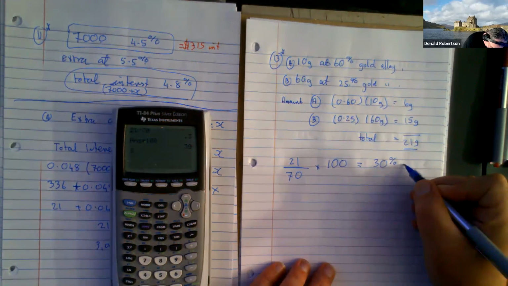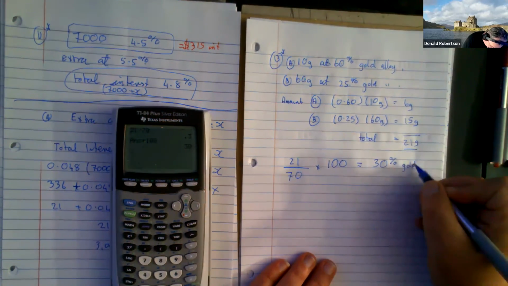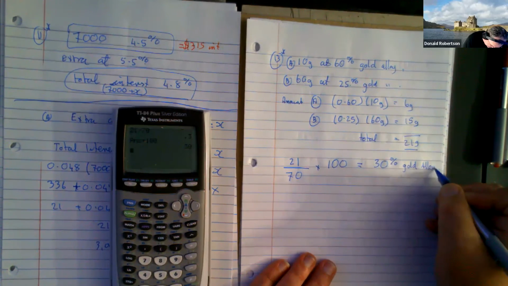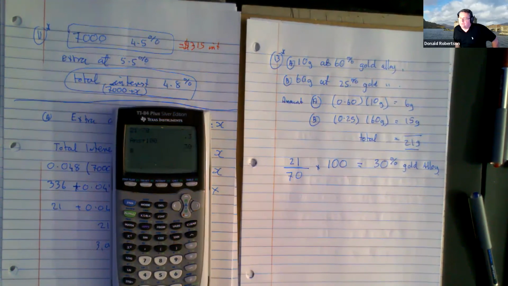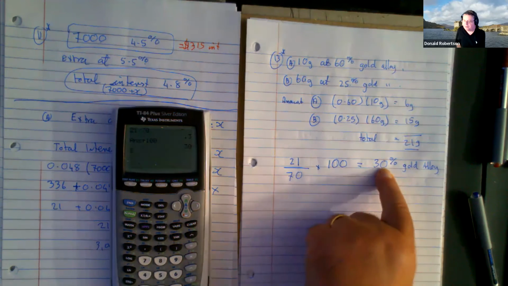So this is a 30% gold alloy. If you had a little cauldron and you put the first, maybe it was rings, into the barrel, and you put the other stuff, maybe it was bracelets, and you melted it all together, you've now got 70 grams of 30% gold alloy.